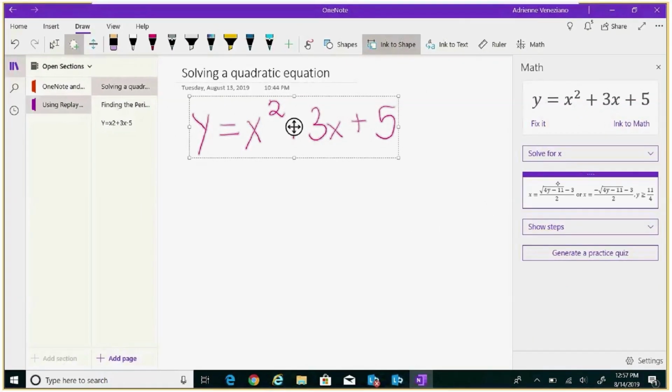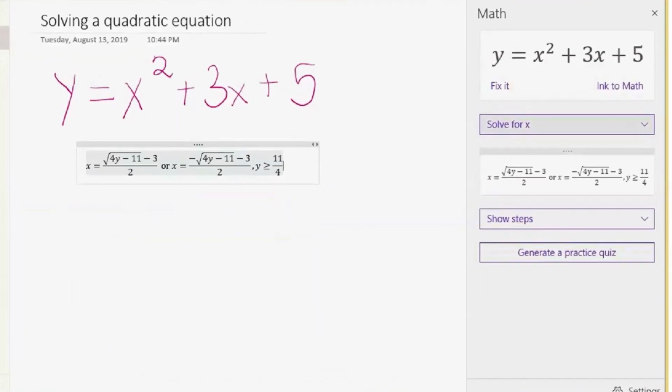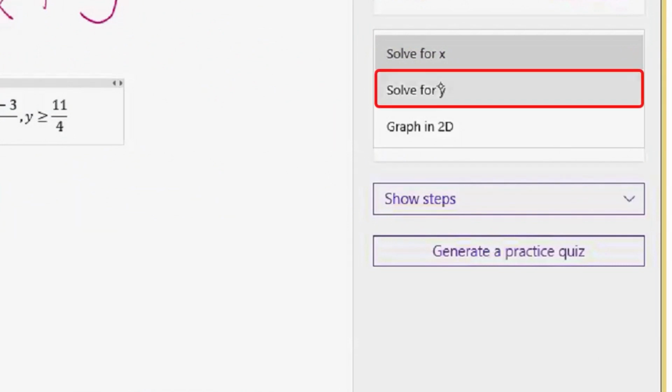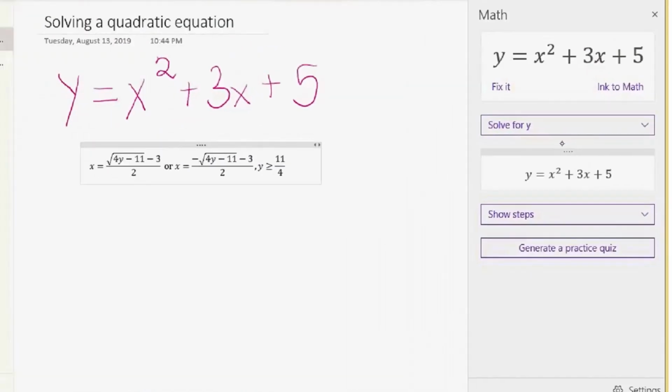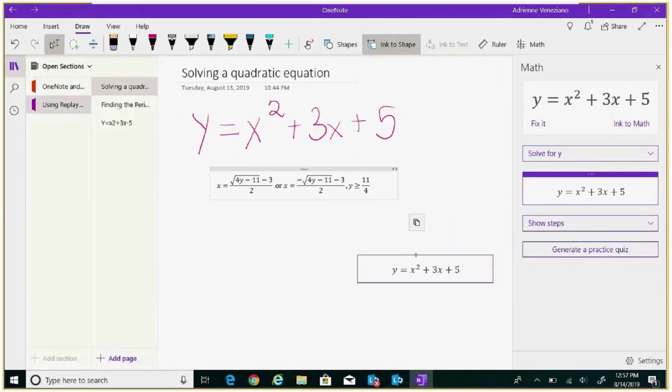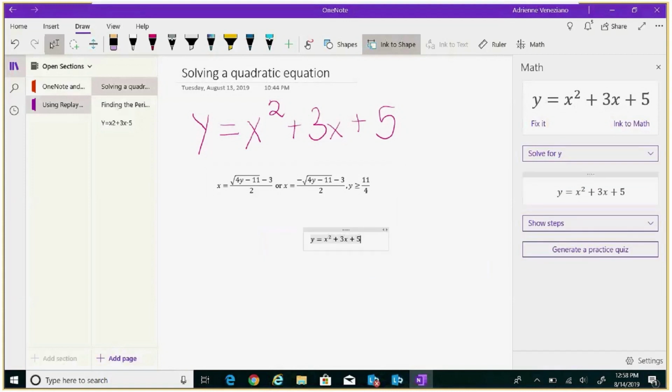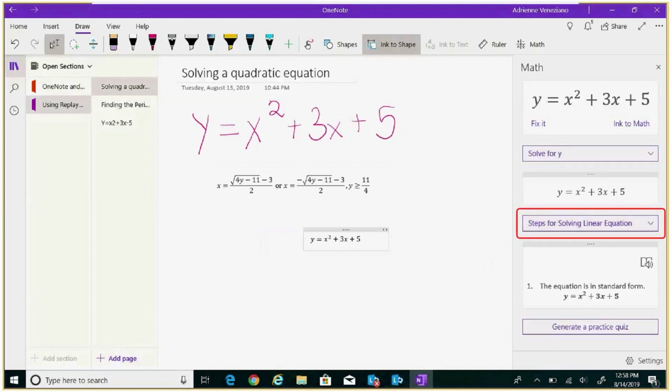I can actually drag my answer onto my OneNote page. I can then select in the drop-down menu to solve for y, and I can also drag that onto my OneNote page. In addition, if my student is unsure of how to solve the quadratic equation, within that drop-down menu just below, there is Show Steps. I can click on that, and I'm able to drag those steps onto my OneNote page as well.